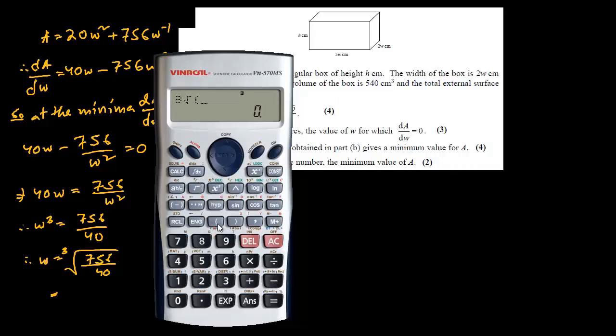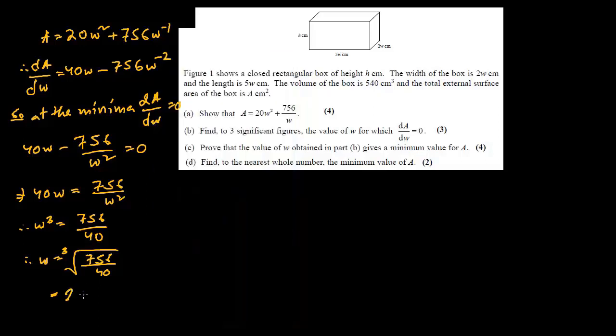Therefore, w would be the cube root of 756 by 40 equals, shift, this is cube root, this would be 756 divided by 40, bracket closed. So this is going to be 2.6637. So the answer would be w equals 2.66.